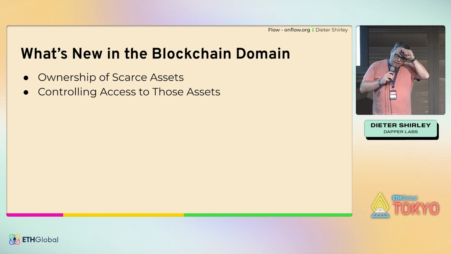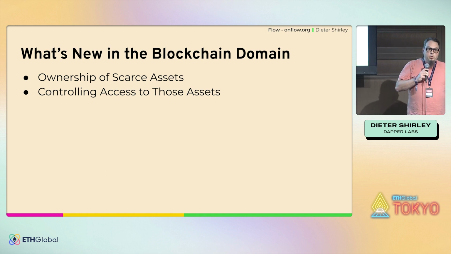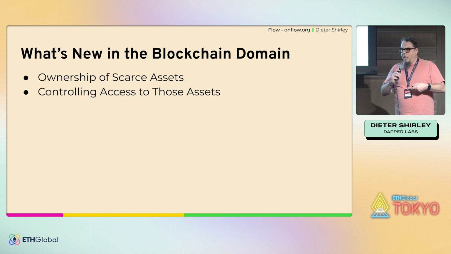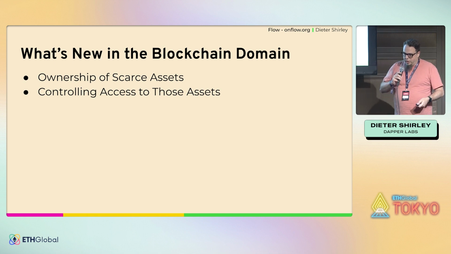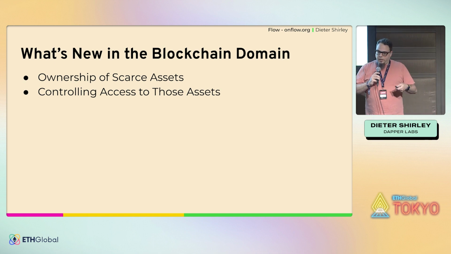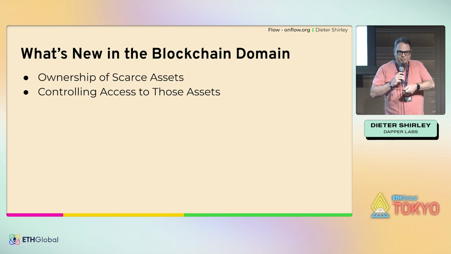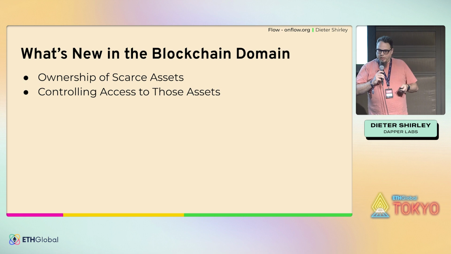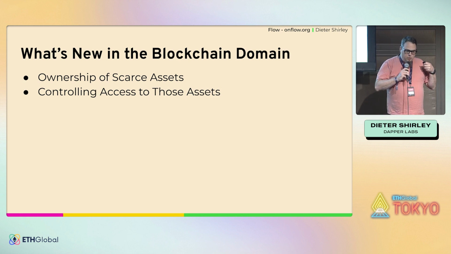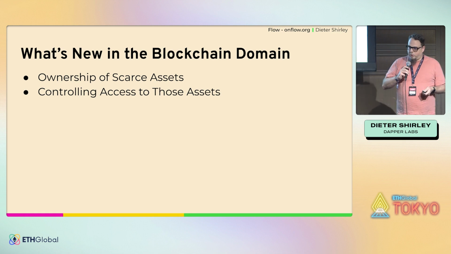So you have to ask yourself, is there anything in the blockchain world, concepts that we use all the time, that aren't well represented in programming languages? I would argue that there are two things. One is managing ownership of scarce resources, whether that's fungible tokens or non-fungible tokens, whether that's your USDC or your CryptoKitties. The fundamental aspect of those is who owns them. And we need to keep track of that in our smart contracts.